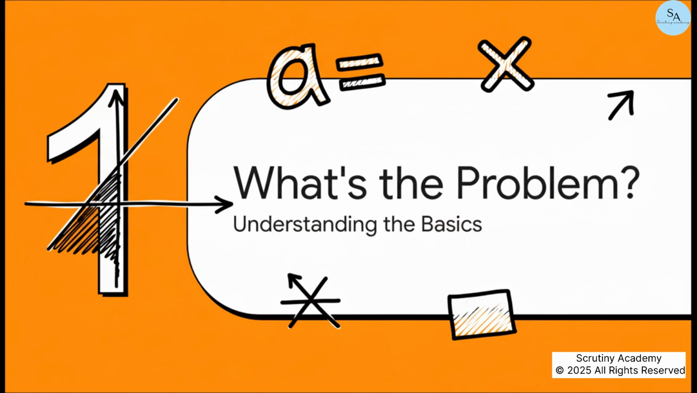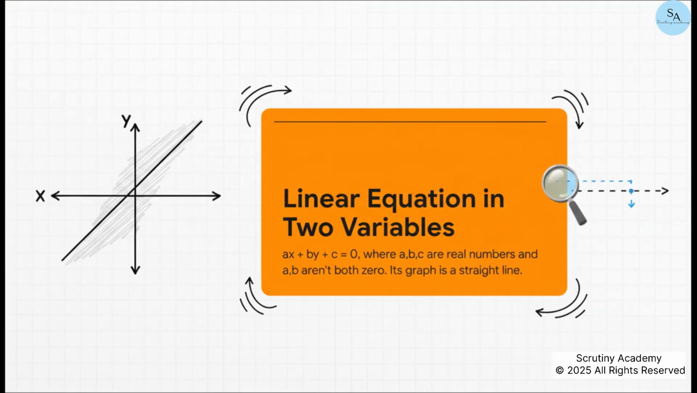What's the problem? Let's really understand the basics here and break down what a linear equation in two variables actually is. Okay, so when you see an equation that looks like this, ax plus by plus c equals 0, don't let all those letters intimidate you. It's actually super simple. All that equation means is a perfectly straight line on a graph. That's it. Every single time. That's the one key visual you've got to lock in your brain.